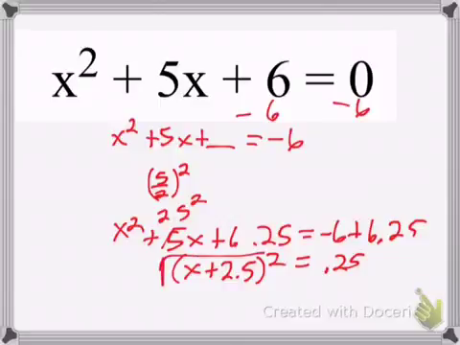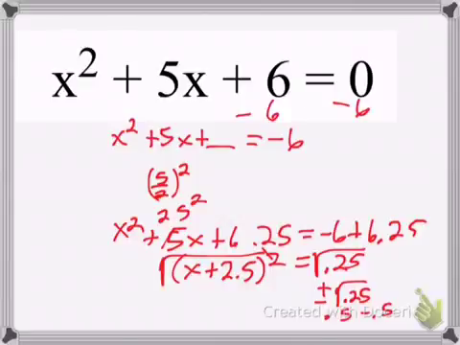Take the square root. We get plus or minus the square root of 0.25. The square root of 0.25 equals 1/2, so we got positive 1/2, so positive 0.5 and negative 0.5.